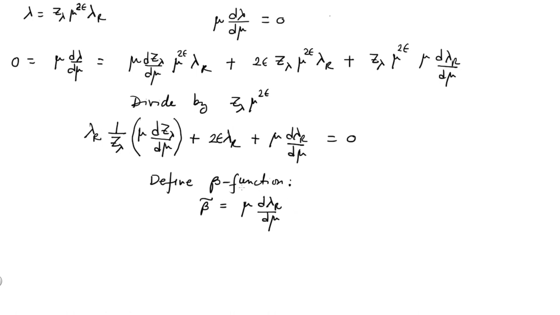From the definition itself, it's clear, because lambda r is a finite object, it's a finite number as epsilon goes to 0 and mu is anyway a parameter. This beta tilde is a finite object. Beta tilde is finite because lambda r is finite.